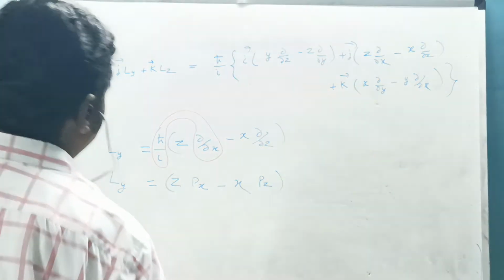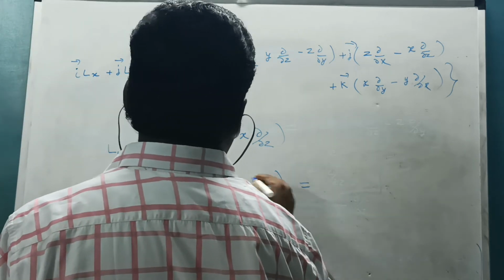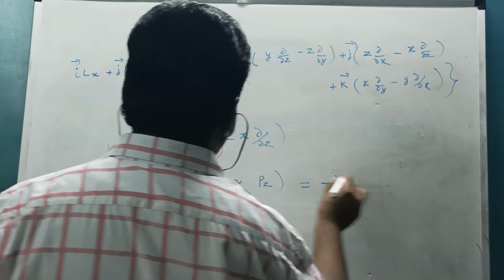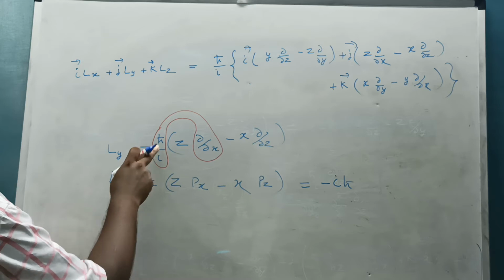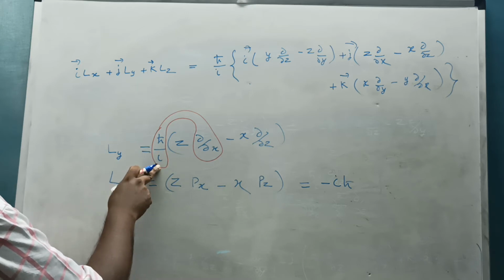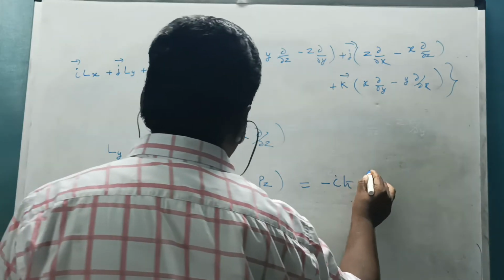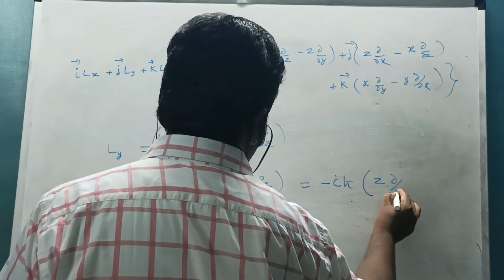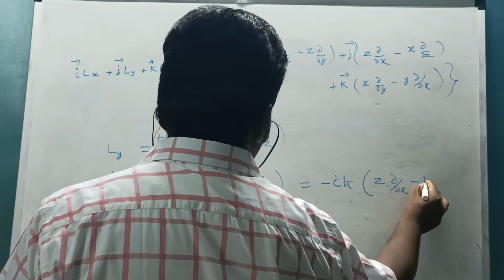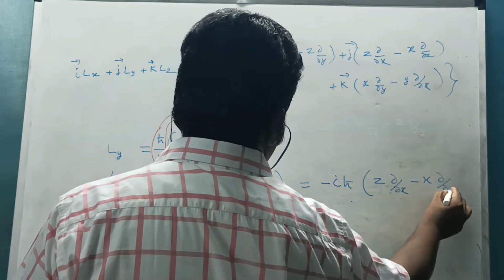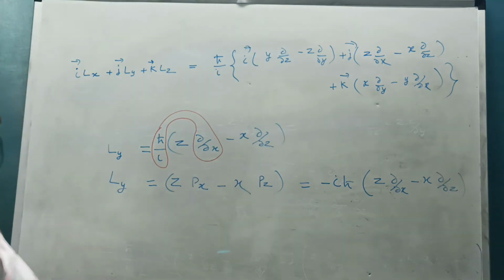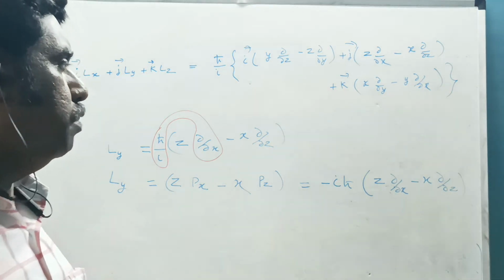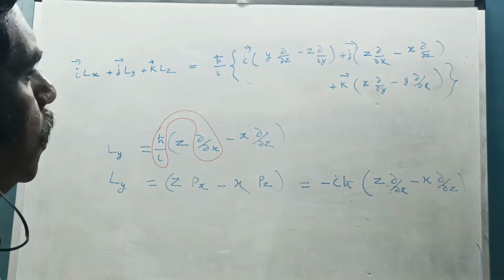Or in some other form we can write: multiply this term by i divided by i squared, which is minus 1. So minus iħ, z into ∂/∂x minus x into ∂/∂z. This is another form. The value of Ly equals z into px minus x into pz, that is equal to minus iħ, z into ∂/∂x minus x into ∂/∂z.